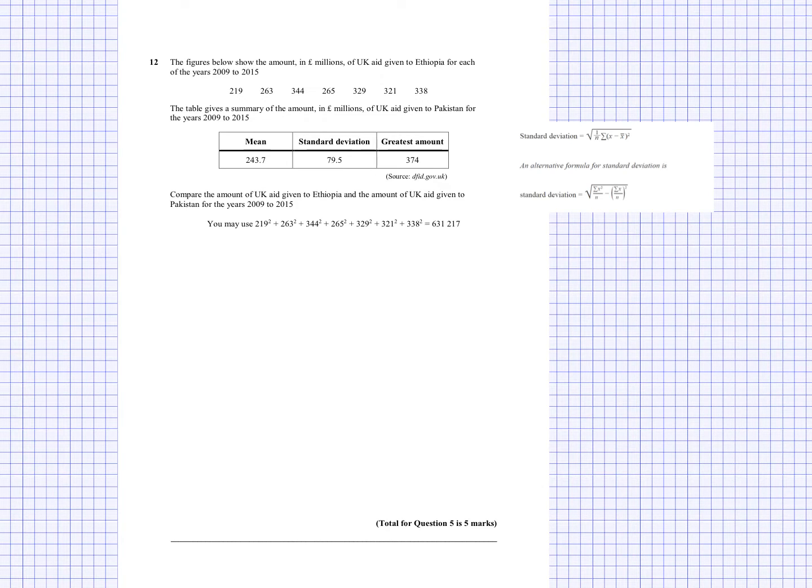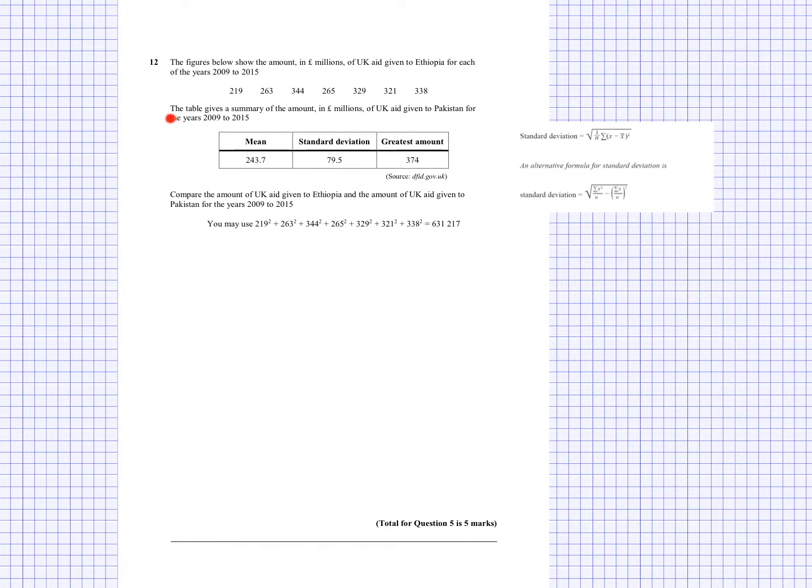Question 12 says the figures below show the amount in millions of pounds of UK aid given to Ethiopia for each of the years 2009 to 2015. Okay, so these are the amounts in millions of pounds. Now the table gives a summary, and I'm guessing that it's in order. So 2009 would be here, 2010, 2011, 2012, 2013, 2014, and 2015.